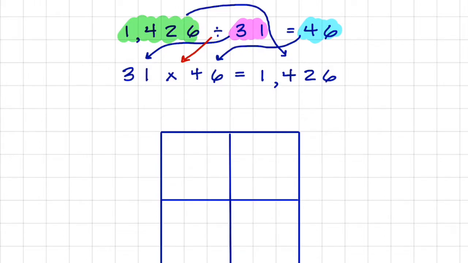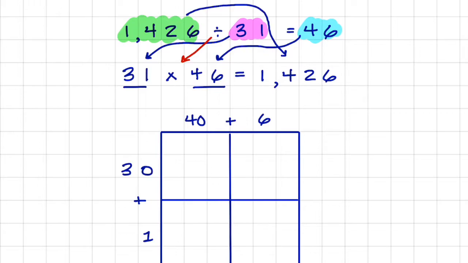So first I've got this in what looks like a window. And on each of my factors here, I'm going to put them in expanded form. So I have 30 and 1, and then I have 40 and 6. If I want, I can put my little plus here just to show that.